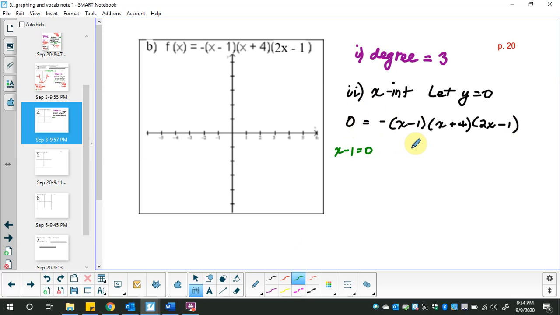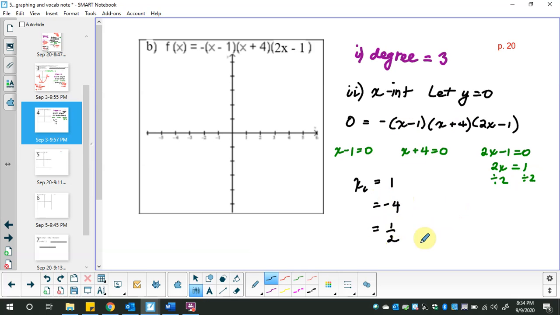I also don't have to write down what I'm writing down now. I'm doing it because this is a note, and I'd prefer not to embarrass myself publicly. So I end up with x-intercepts of 1 from this factor, negative 4 from this factor, and 1/2 from that factor.